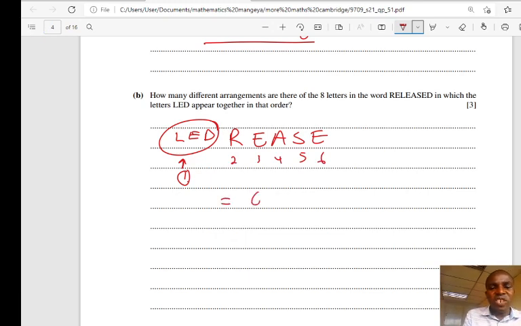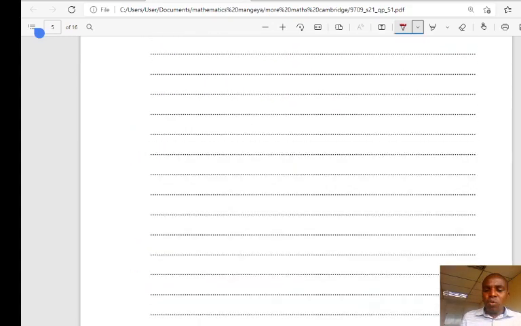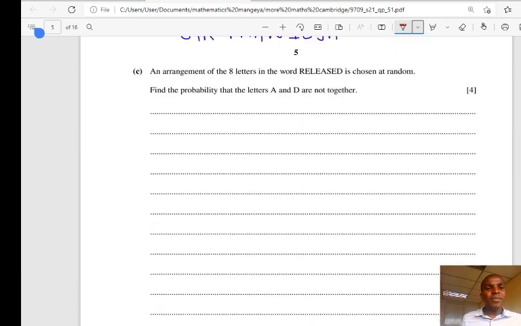So you say 6 factorial over 2 factorial, for the repeated E. Then these letters LED can only be arranged in one way, since the order is already given. So it's one way. You just say 6 factorial divided by 2 factorial. You get 360. So 360 different arrangements can be made. Done.